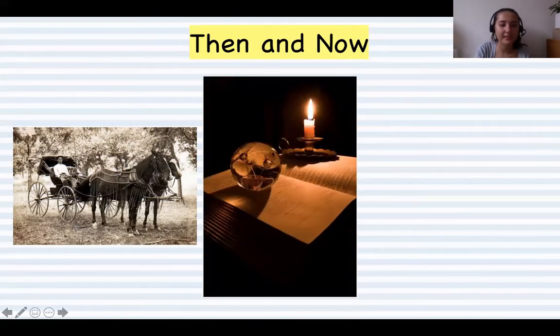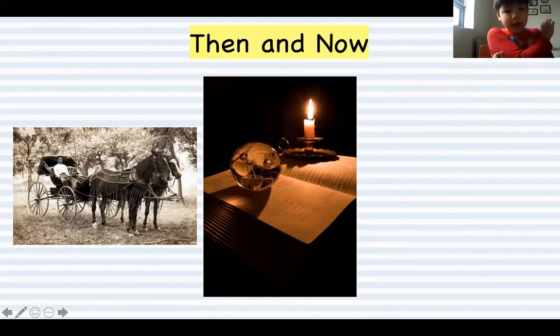What's this? I can see a book and I can see what? What's this? Everyone shout it out. A candle. A candle. Very good. Why is this person using a candle? What do we think? Because in the past there isn't any light bulb. Very good. In the past, there wasn't any electricity. So if people wanted to do their reading, their homework at nighttime, they had to use a candle to read.